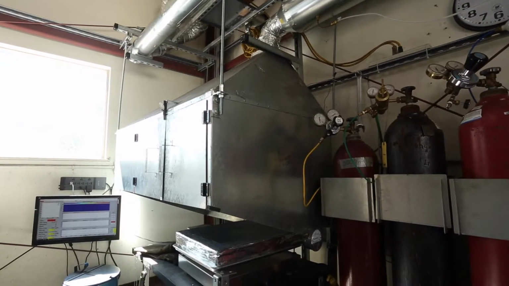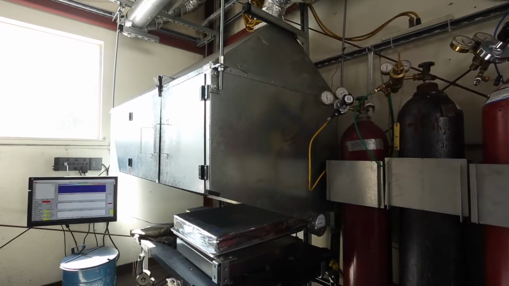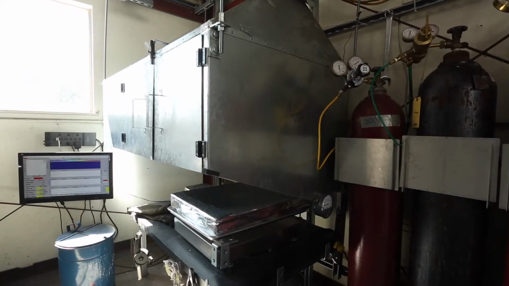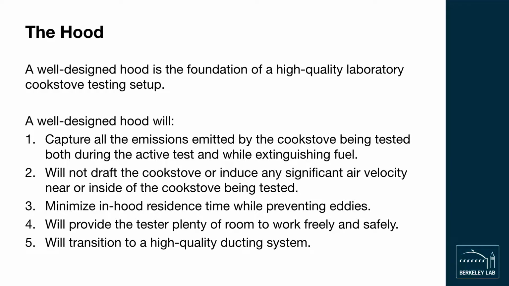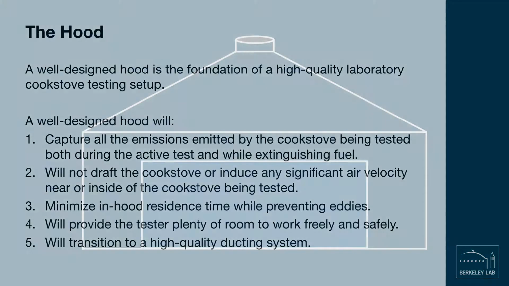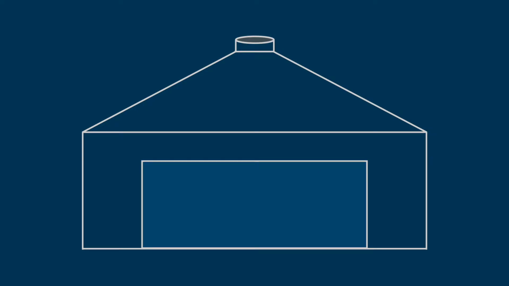A high-quality hood is the foundation of a laboratory cookstove testing system. If your hood is designed well, it will capture all the emissions emitted by the cookstove being tested both during an active test and while extinguishing fuel. It will not draft the cookstove or induce any significant air velocity near or inside the cookstove being tested. A good hood will minimize in-hood residence time while preventing eddies. The hood will provide the tester plenty of room to work freely and safely. And finally, the hood will transition to a high-quality ducting system. To discuss these topics in more depth, let's use this graphical representation of a cookstove testing hood.